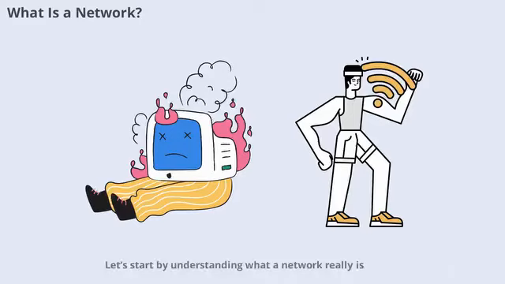Start by understanding what a network really is. Imagine a group of computers and devices all connected together so they can exchange data. Each device or node on this network has a unique address, usually a numeric one like 204.160.241.98.